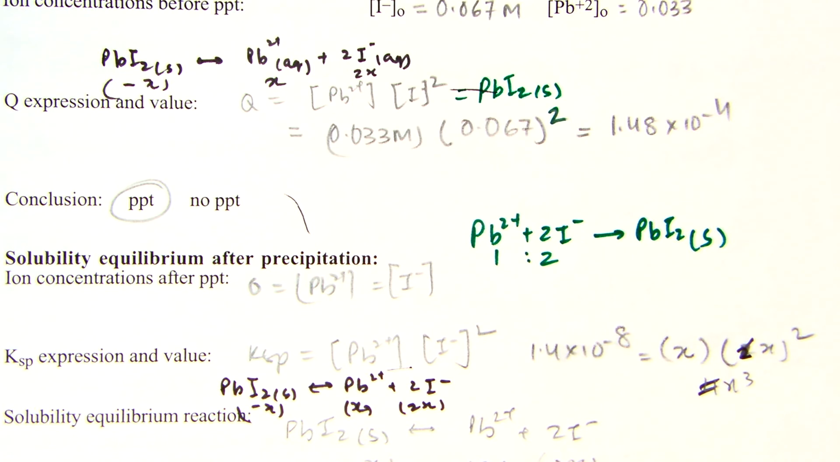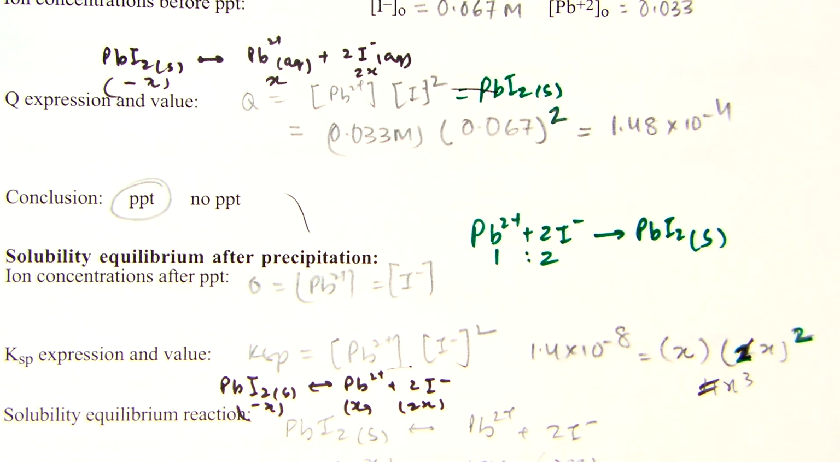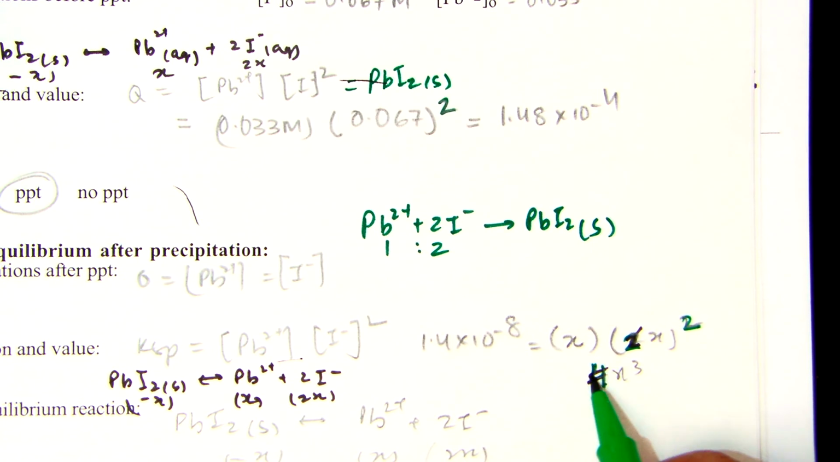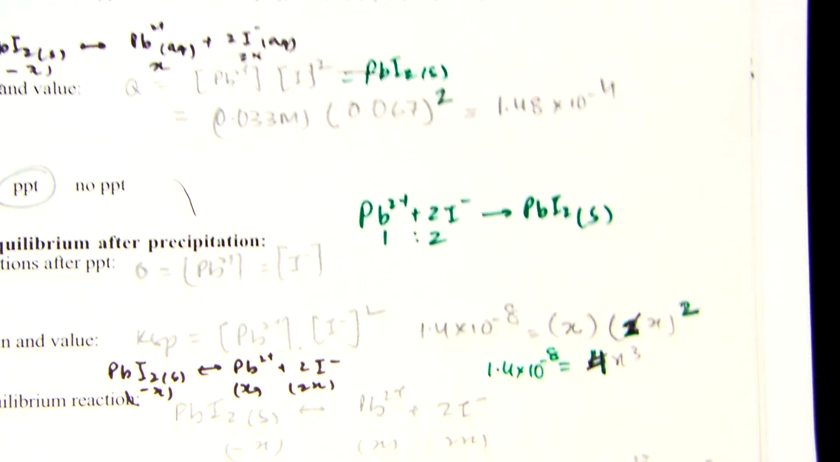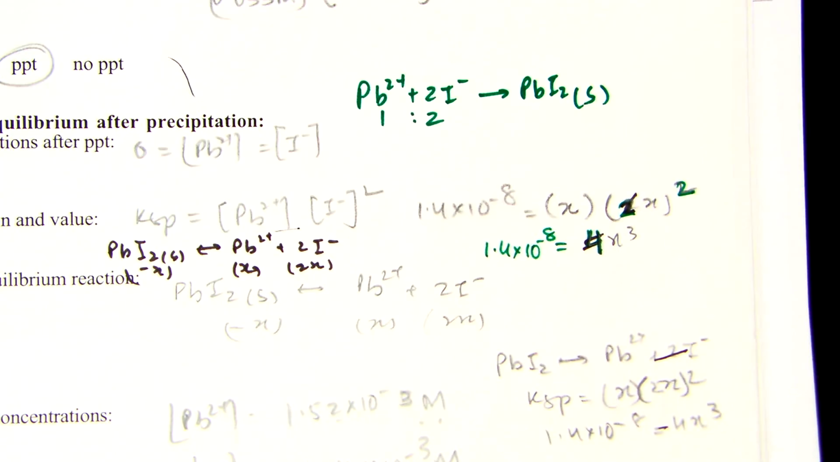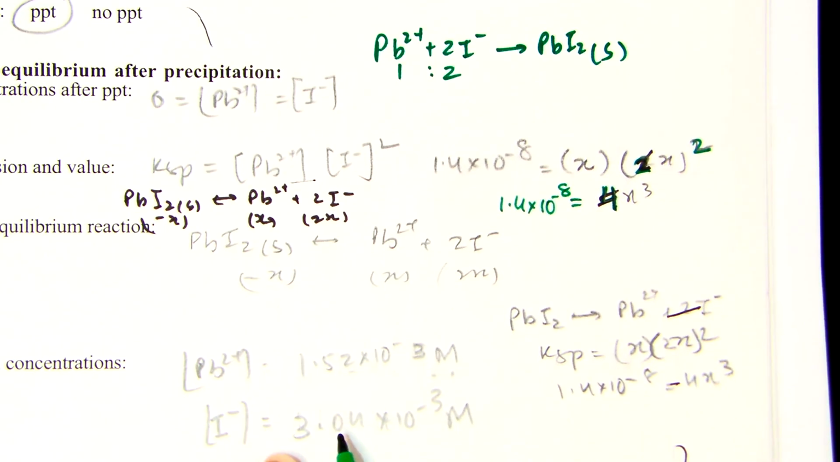Now in this case, it will be 4x cubed equal to 1.4 times 10 power negative 8, and when you do that you get the x value as 1.52 times 10 power negative 3, and iodide will be 2x of that. So you multiply this by 2 to get iodide. So that is part 2 of the lecture demo activity.